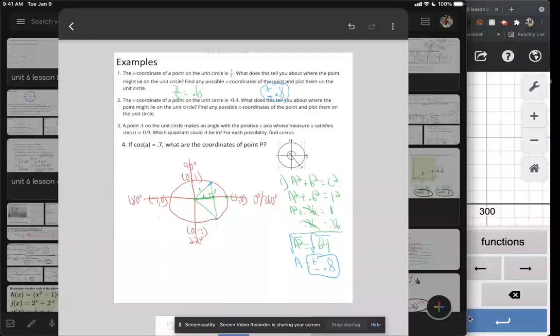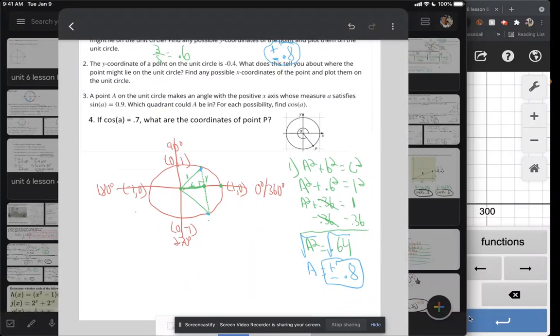Number 2, the y-coordinate of a point on the unit circle is negative 0.4. What does this tell you about where the point might lie on the unit circle? Find any possible x-coordinates of the point and plot them on the unit circle. So hopefully you got this down. For now, I'm going to erase this so I can get a fresh diagram.